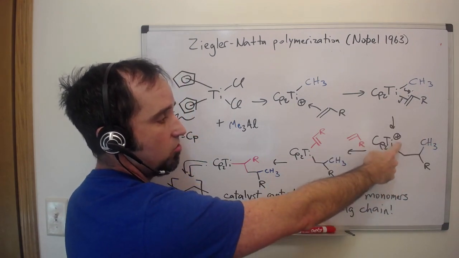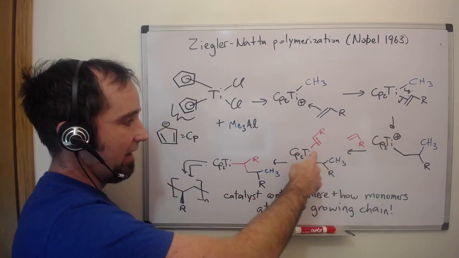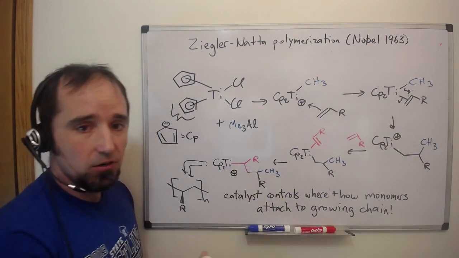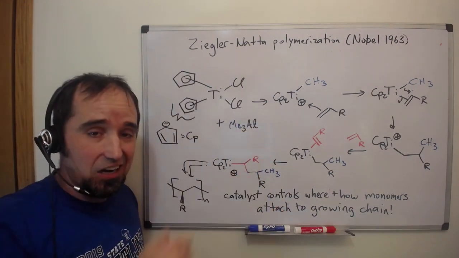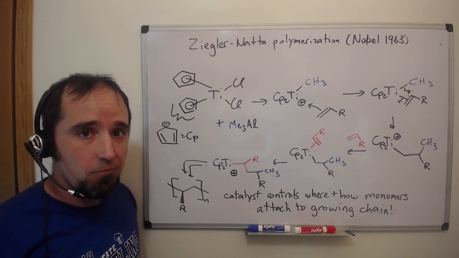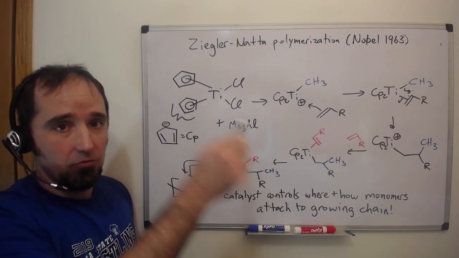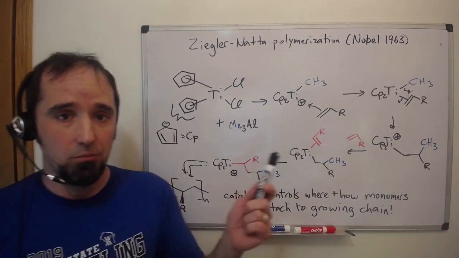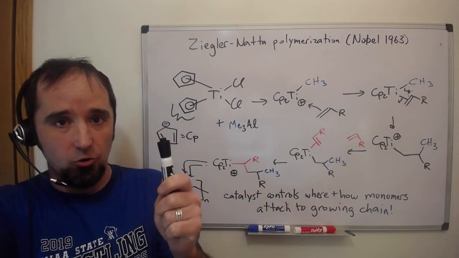Now that creates a new open site on the titanium that can grab a new monomer. That adds into the growing chain. I have a new open site over here, and it keeps going on and on. So again, I know this is way past the level that we're trying to cover in Chemistry 252. But the main point here is that where the alkene adds goes back and forth on the metal atom, on the top and the bottom, on the top and the bottom. So it's almost like I'm trying to build a chain, and I keep handing off the growing chain to one hand while my other hand grabs the monomer.